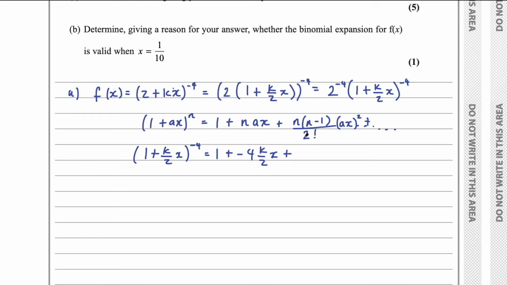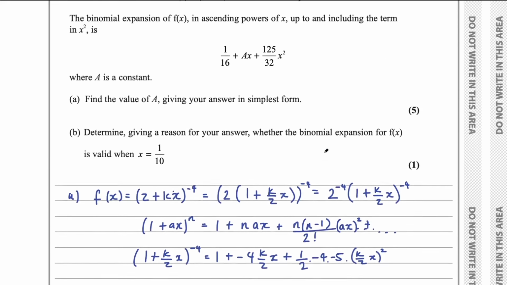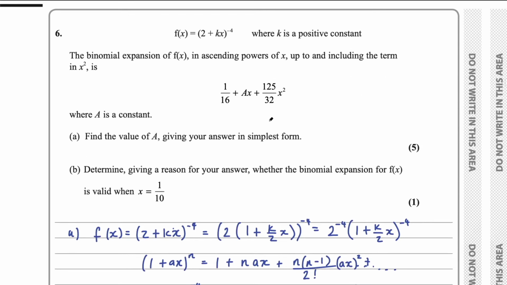Now, a slightly easier way to write this divided by 2 factorial is just multiply everything by a half. So a half times n, which is negative 4, times n take 1. Negative 4 take 1 is negative 5. And that is multiplied by (k on 2x) all squared. Okay, so we only had to go up to the third term there, the x squared term.